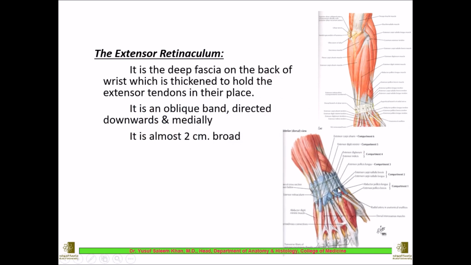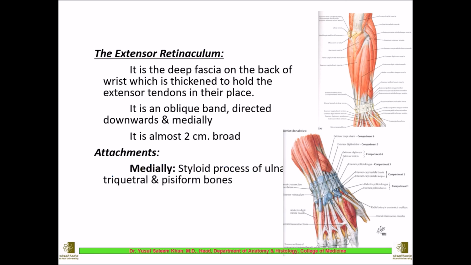So here you can see again, this is the same extensor retinaculum band. Okay, so what are the attachments of this band? Medially, one point will be attached to the styloid process, and other parts of this medial part of the extensor retinaculum will be attached to the carpal bones, especially the triquetral as well as the pisiform bone.